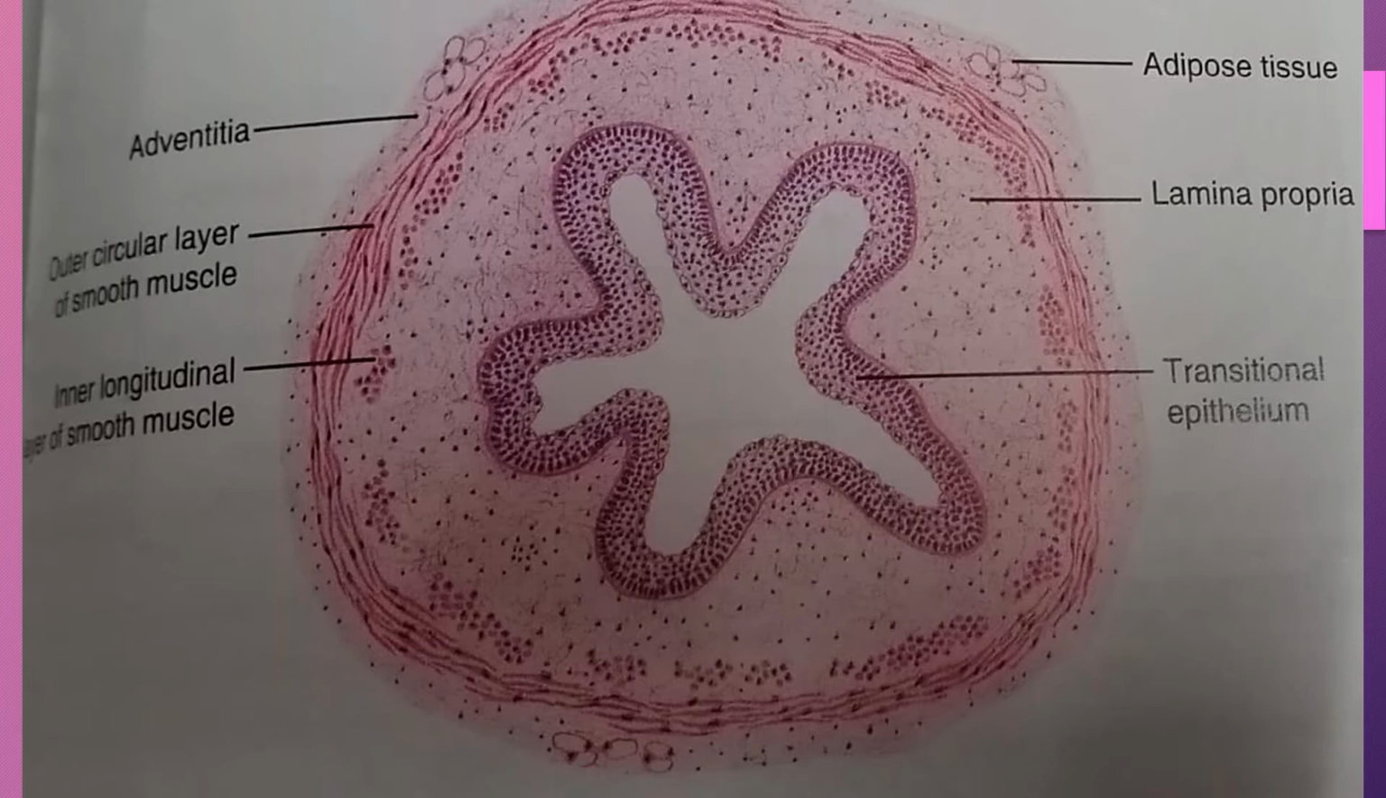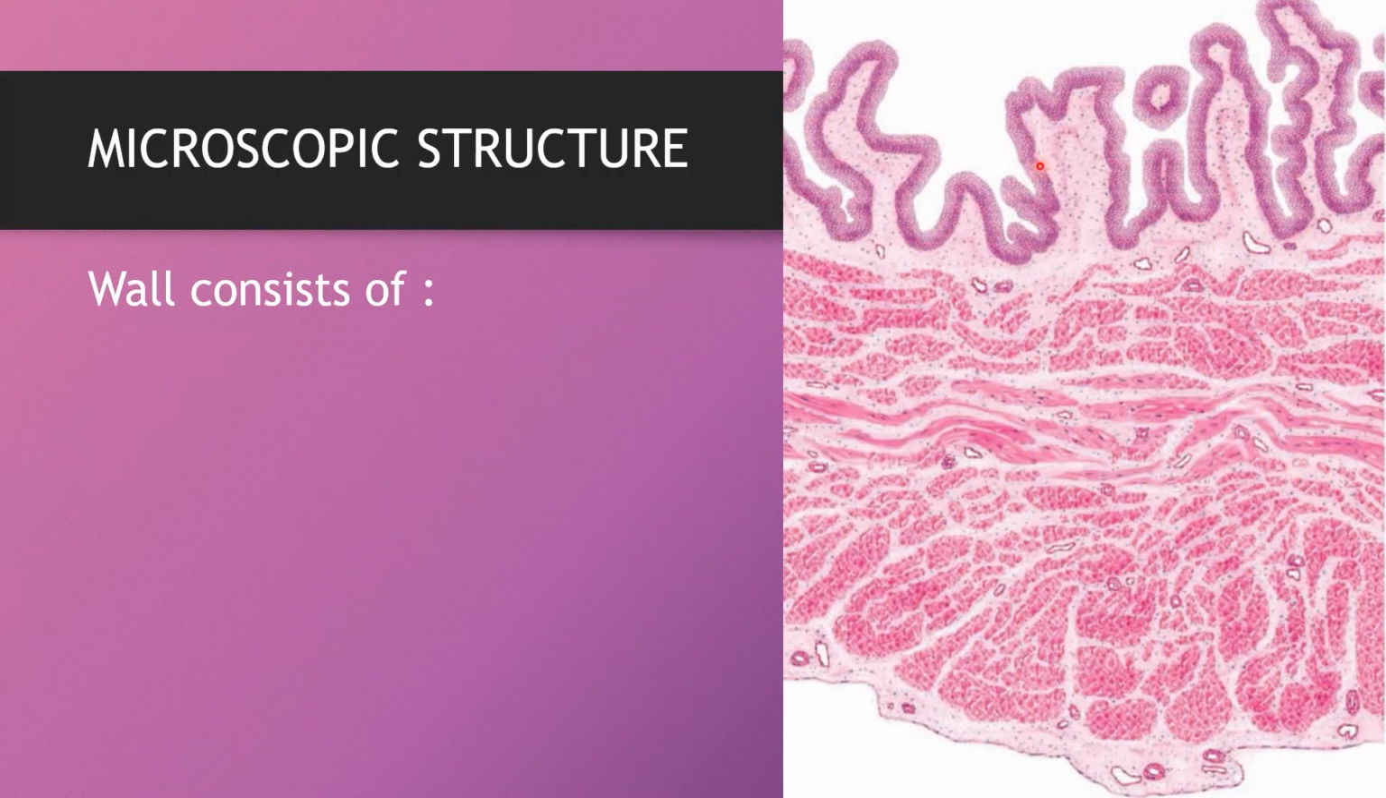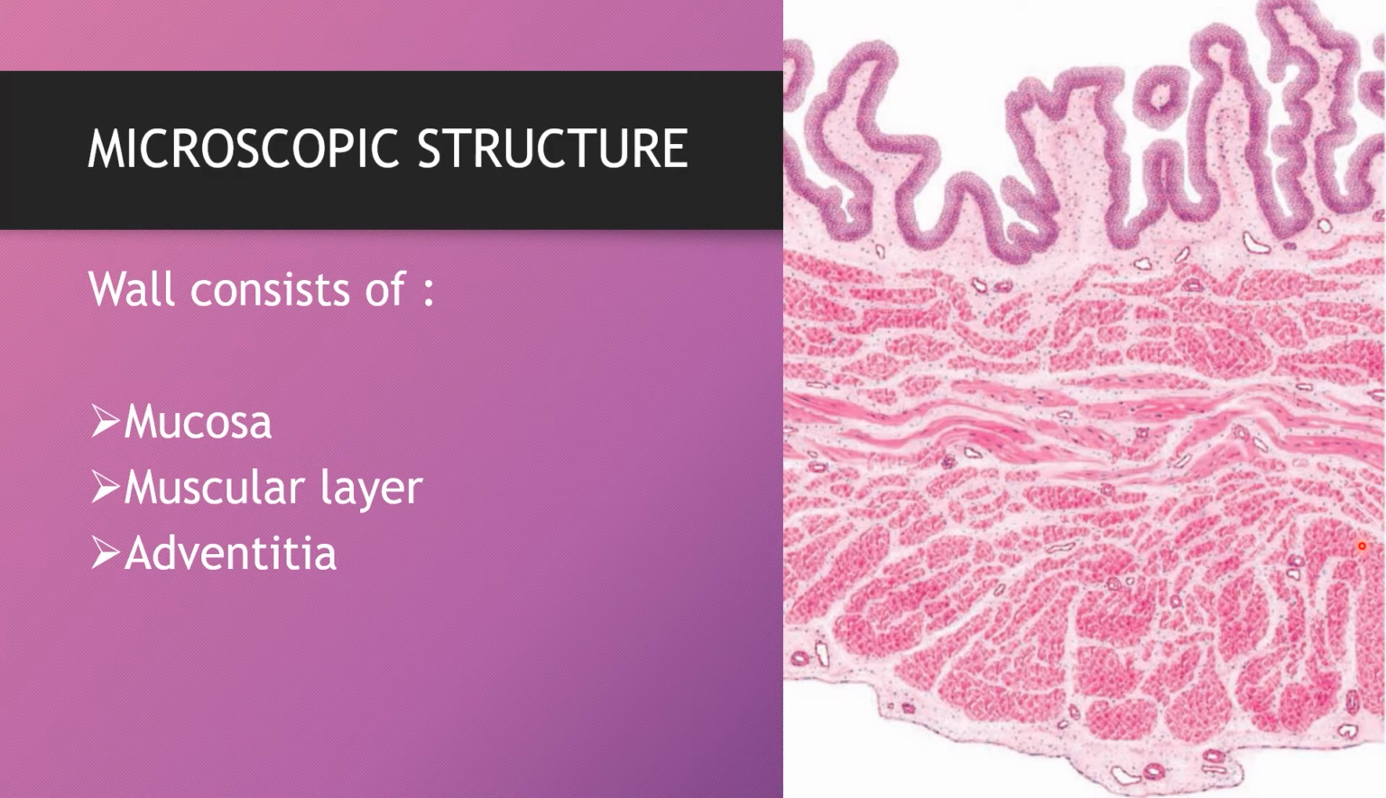Now moving on to the urinary bladder. The urinary bladder is an extensible sac which gets filled with urine. It is a pelvic organ and it is a temporary storage site of urine. The wall of the urinary bladder consists of three layers: the mucosa, the muscular layer, and the adventitia. You can see the muscular layer, how thick it is. It's a highly muscular organ. You can see in the bladder wall the muscular layer is thicker than that of the ureter.